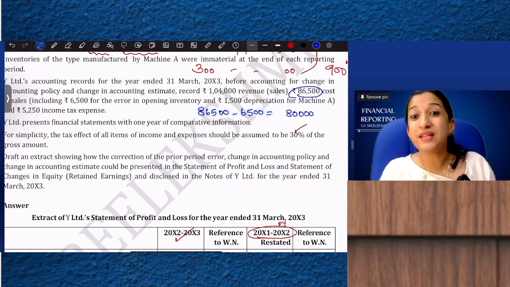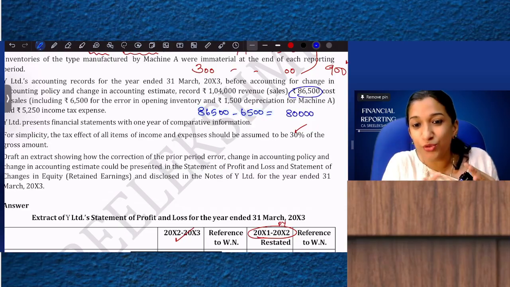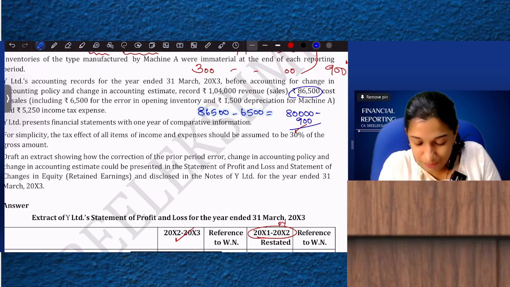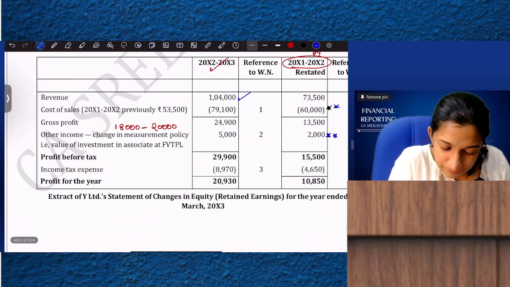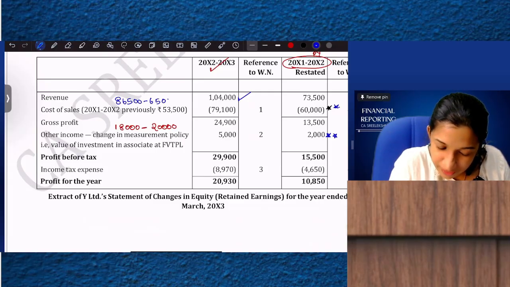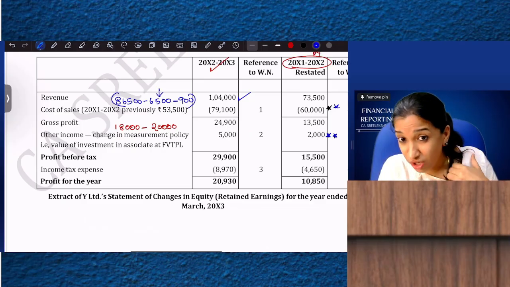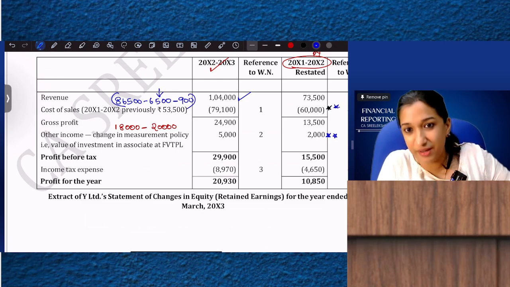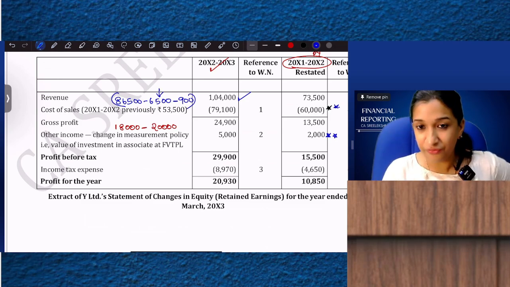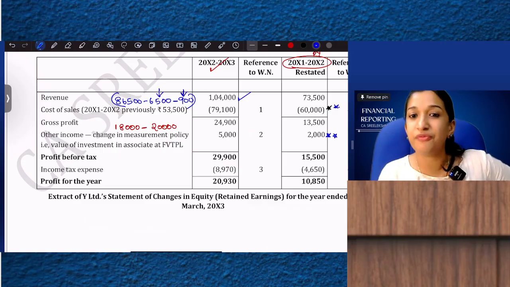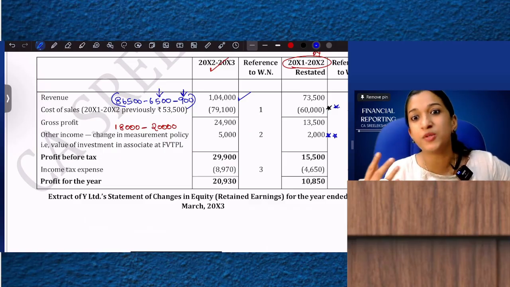Depreciation. Depreciation has reduced by 900. So that is why 86,500 minus 6,500 minus 900. So this expense reduced because opening stock is erroneously recorded by a 6,500 increase that we have eliminated, and 900 also we have eliminated because expense reduced.